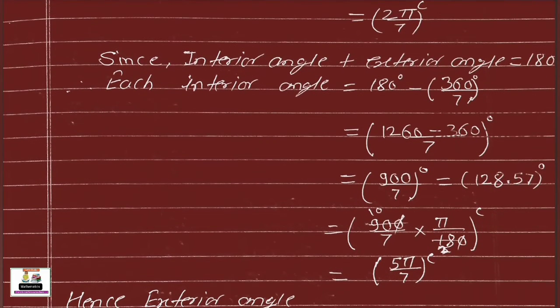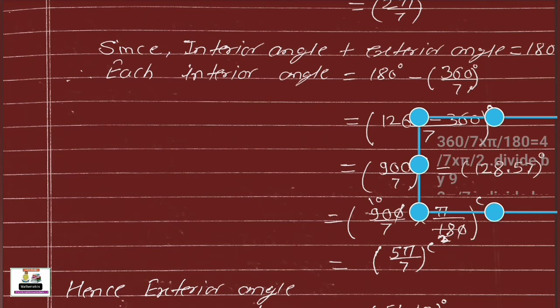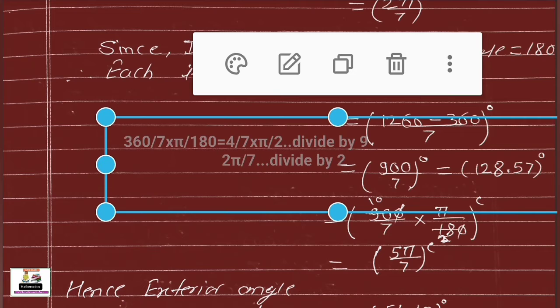Since each interior angle plus exterior angle is 180 degrees, we find the interior angle is 180 minus the exterior angle, which is 360 upon 7. This angle is in degrees. Here, 360 upon 7 multiplied by pi by 180. Calculation is 4 pi by 7.